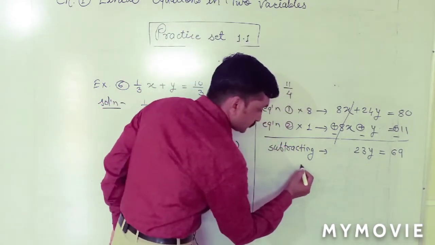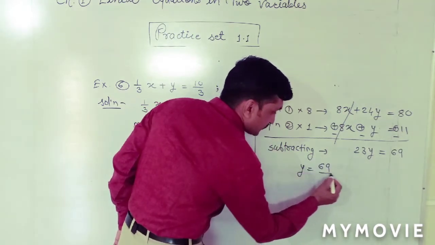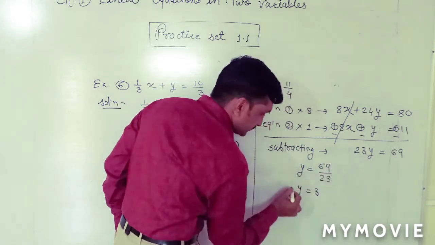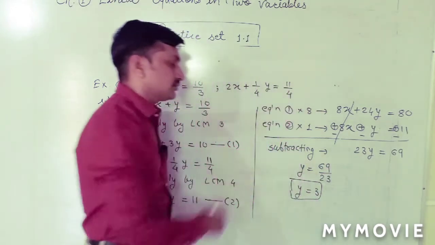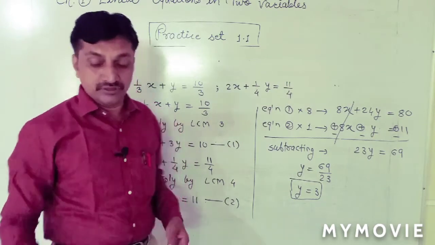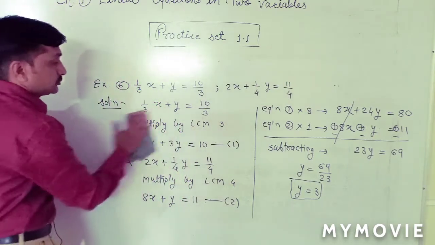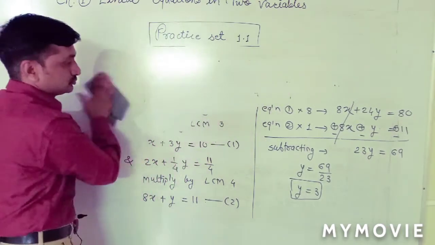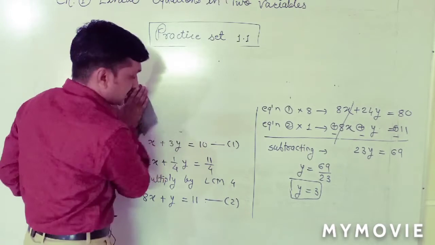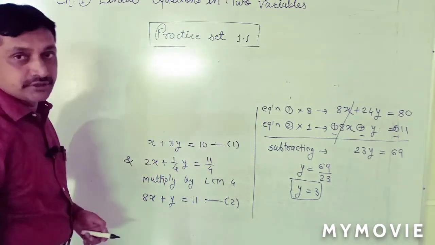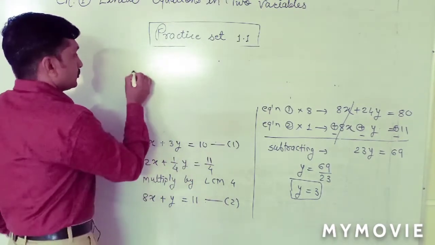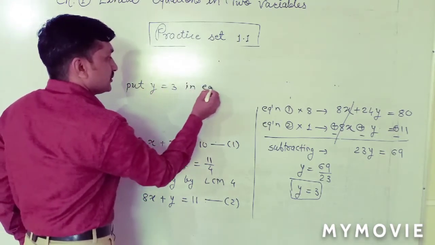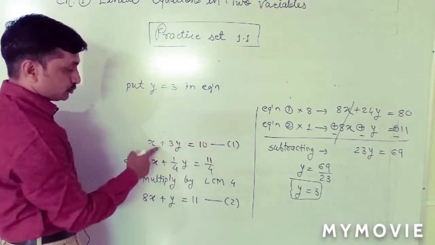23y is equal to 69 upon 23. y is equal to 3, since 23 threes are 69. We got the value of y. One variable we got. Now, to find the second value, put that value in equation 1 or 2. In any you can put. Put y is equal to 3 in equation 1 or 2.